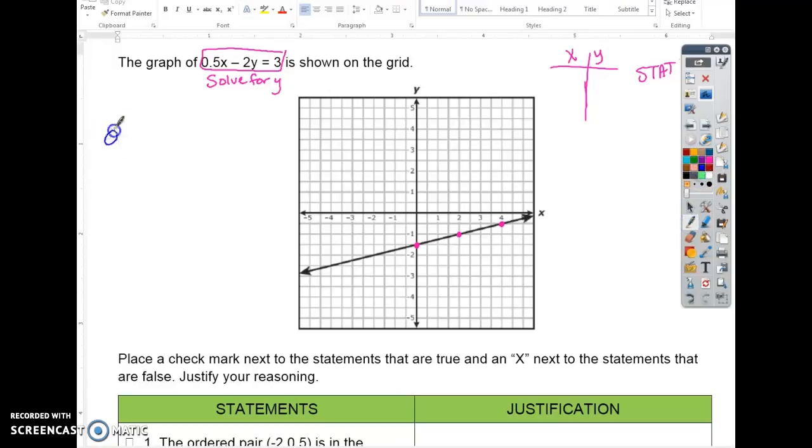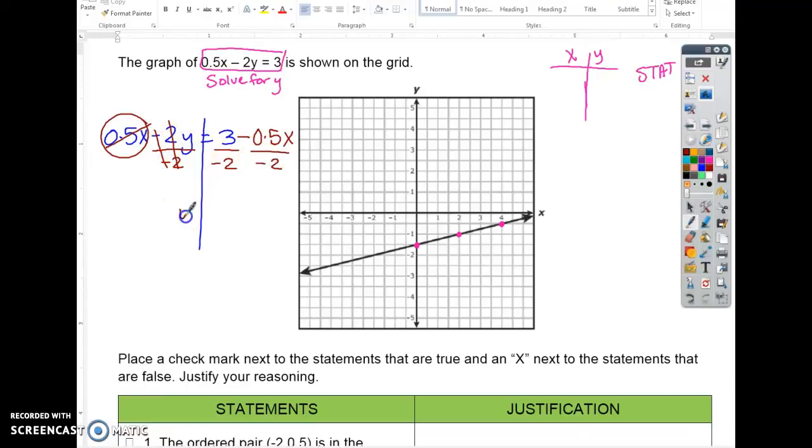So we're going to start off with 0.5x minus 2y equals 3, and we're going to solve for y. Remember, you need to move the x over first and change the sign. So this comes over here, and you changed it to a negative 0.5x. Cross it out. Then you're going to divide everything by that number, which is a negative 2, so it can cancel. You have y equals.